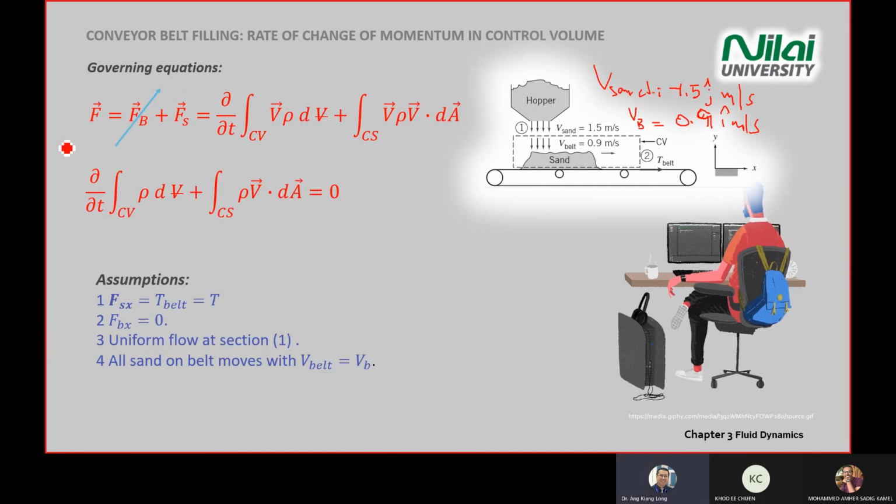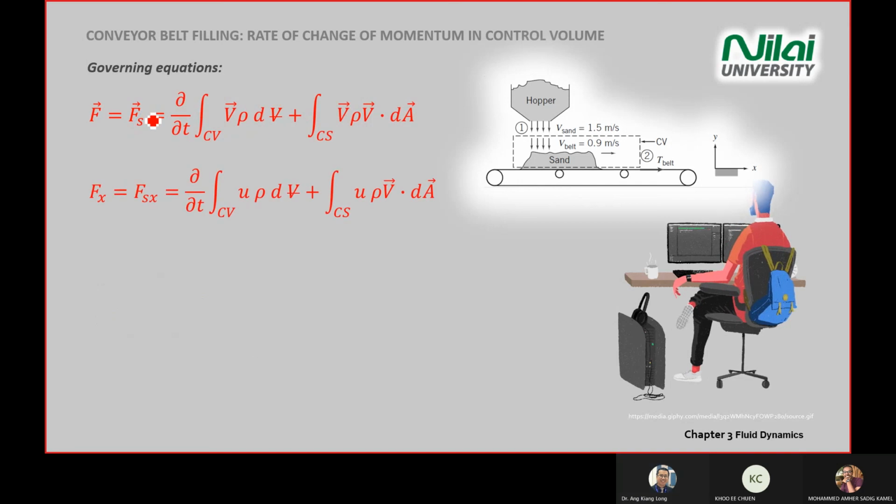Because we're considering the x direction, we can cancel the body force. You should be able to explain why you can cancel out the body force. So we rewrite the momentum equation in the x direction: Fx equals the surface force in the x direction, equal to the momentum term in the control volume plus the term in the control surface. In this case, we cannot cancel the control volume term, because we don't have a steady flow inside here. All the time it is filling with sand, so we don't have a steady system for the control volume, because you keep adding volume inside it.